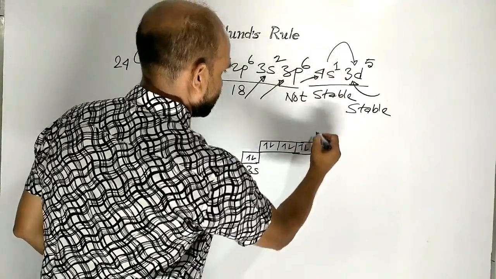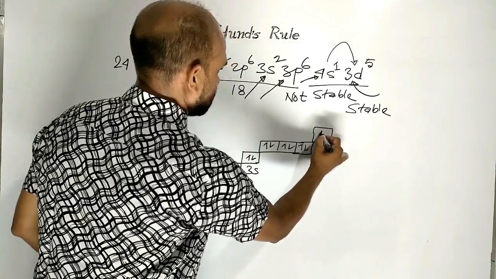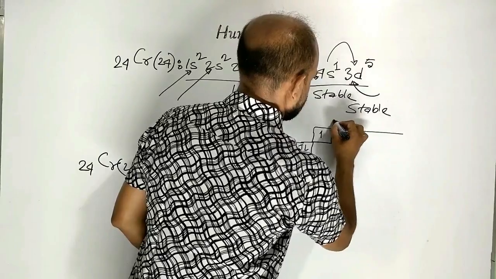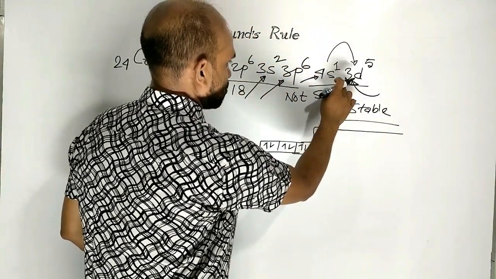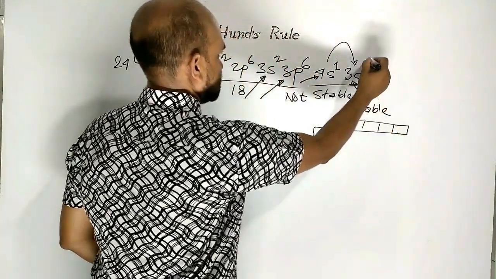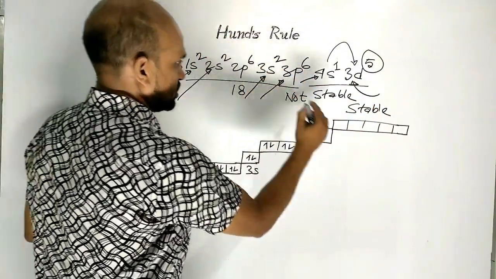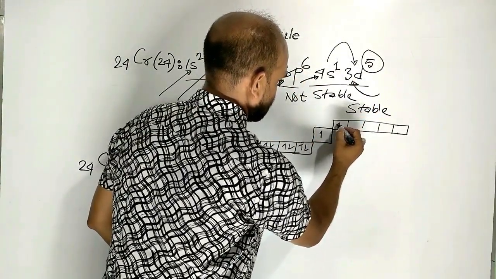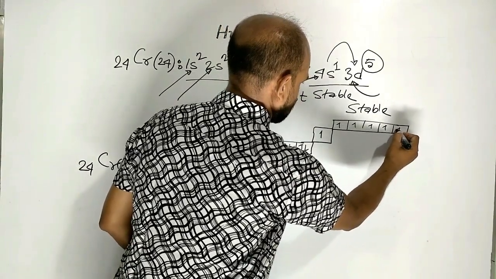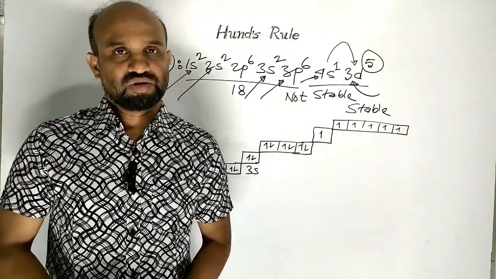Then 4s that contains 1 electron. Now 3d. We know this subshell contains total 5 orbitals. 1, 2, 3, 4, 5. And these 5 electrons will be distributed according to Hund's rule in this way. First of all, one by one, with the spin of same direction, according to Hund's rule. This is electronic configuration of chromium following Hund's rule.